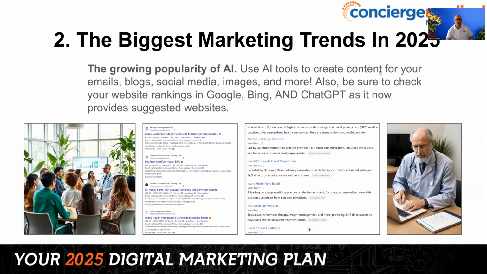AI tools can be used to create content for your emails, your blogs, your social media, your images, and so much more. One thing that we noticed is that now in ChatGPT, people can search and results come up. For example, I did a search, if you see in these 2 boxes here, this is Google, this is ChatGPT. The search was, I live in Vero Beach, Florida. Please show me recommended concierge medical practices. And Google gave me results and ChatGPT gave me results, and they're not the same results. They're a little bit different.